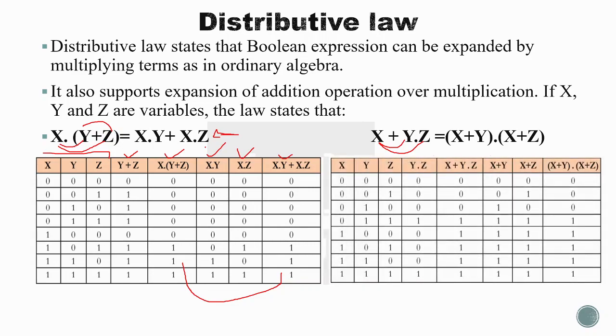Next, here also, we have to check x plus (y into z). This column equals the last column, right? (x plus y) into (x plus z). And these two columns are exactly equal. So the distributive law is proved for both addition (OR) and AND operations.